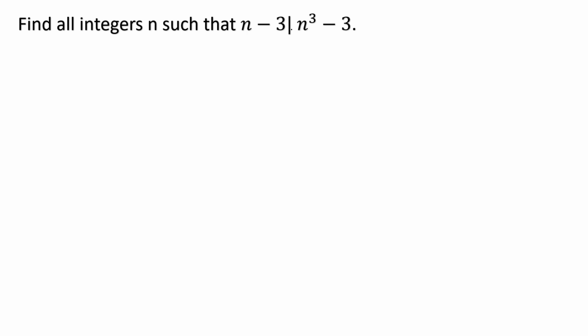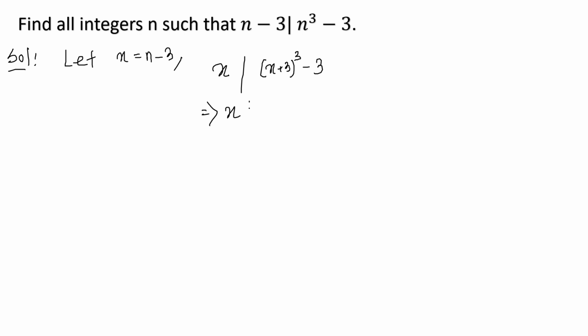Okay, let's begin. So what I'm going to do first is I'm going to simplify this. Let's say x equals n minus 3, because I do not really like the look of it. And since x is n minus 3, this problem simply translates into x, and n becomes x plus 3 whole cube minus 3. Now, what this statement means is that x divides this.